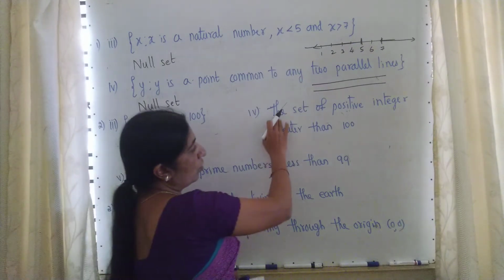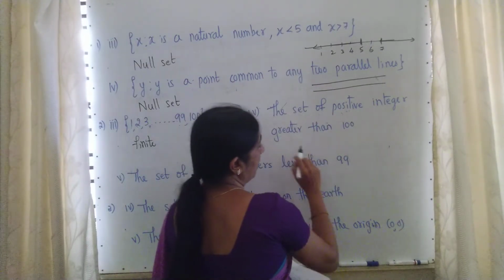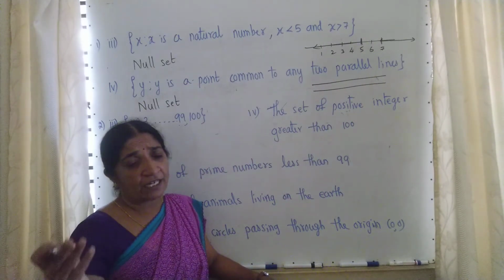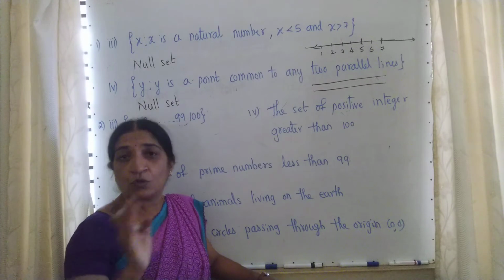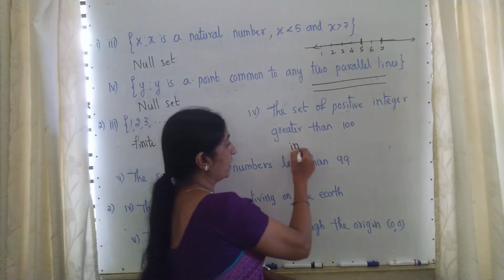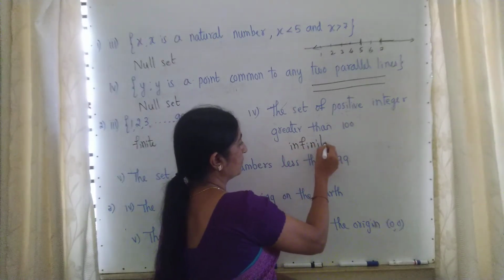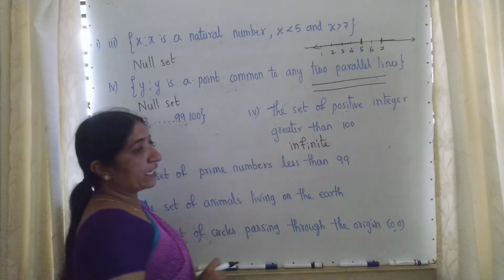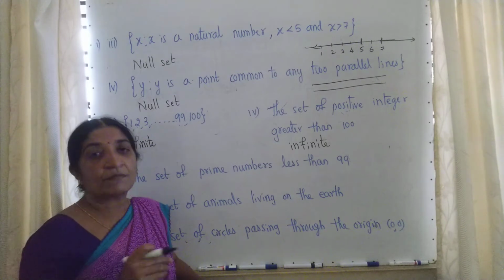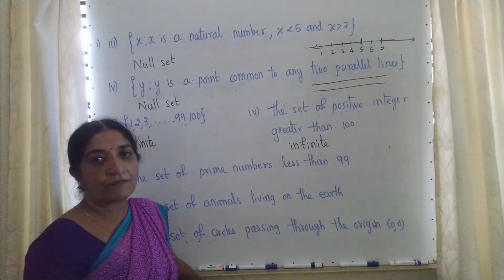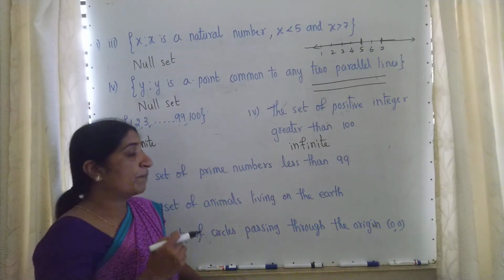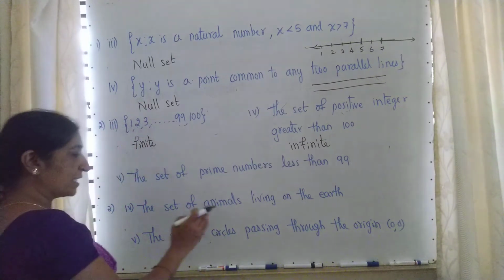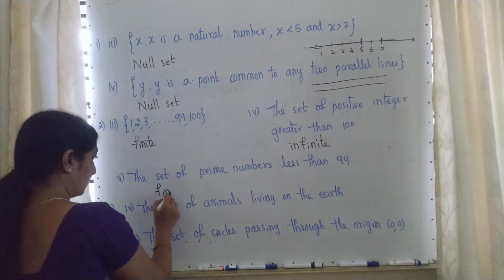Next, the set of positive integers greater than 100. After 100 we have so many numbers, 101, 102, 103 like that. We don't know the last number, which means it is an infinite set. Next, the set of prime numbers less than 99. What are prime numbers? A number which is divisible by 1 and itself. Can you make a list of prime numbers less than 99? Yes, of course, it is limited. You can make a list. Therefore, it is a finite set.